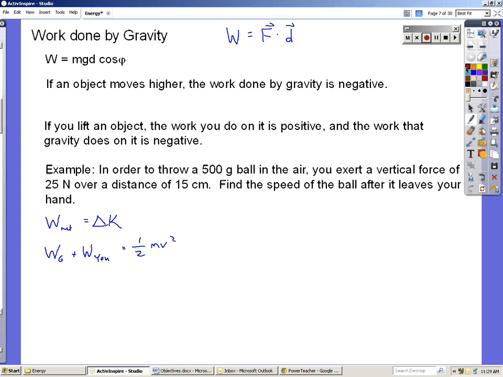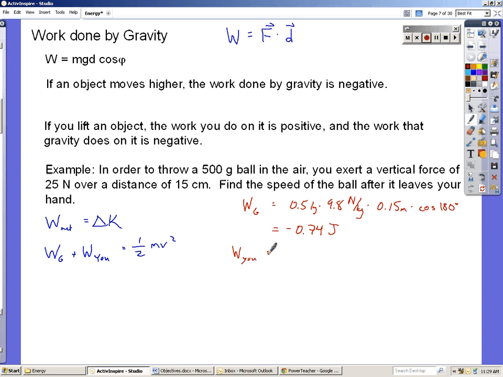So moving over here, the work done by gravity is equal to the force of gravity, which is 0.5 kilograms times 9.8 newtons per kilogram gravitational field, times the distance it travels, which is 0.15 meters. But since gravity is pointing the opposite direction of the ball's displacement, we have to make the angle between the force and displacement 180, which is -1, and we find that the work done by gravity is -0.74 joules.